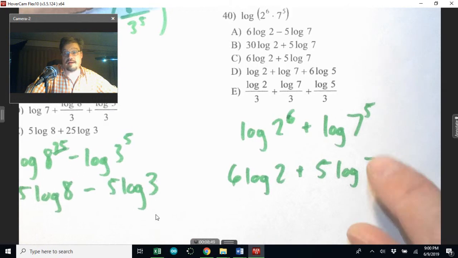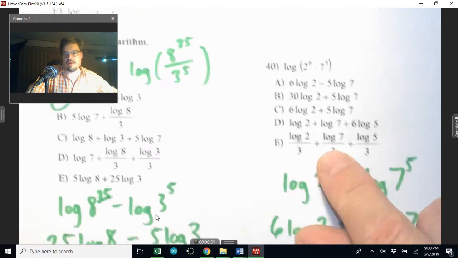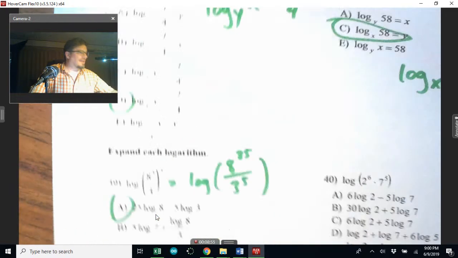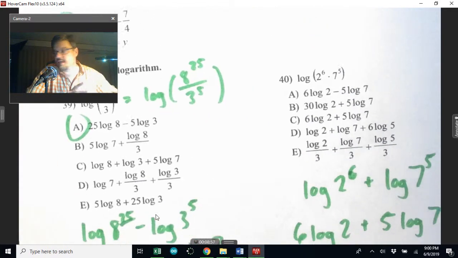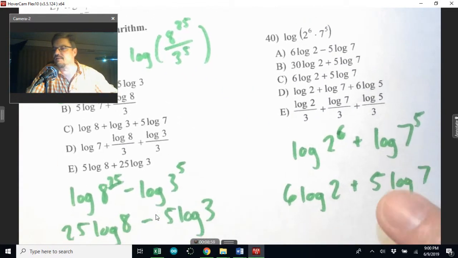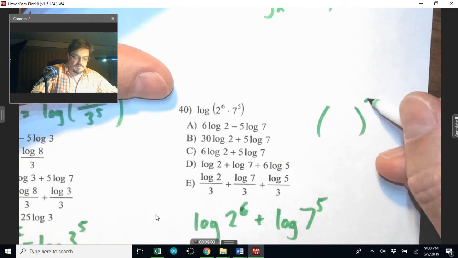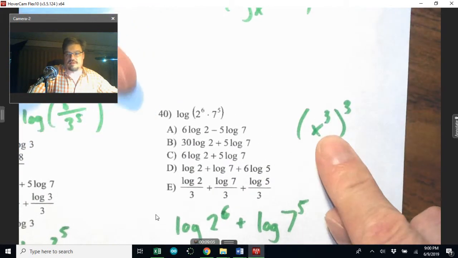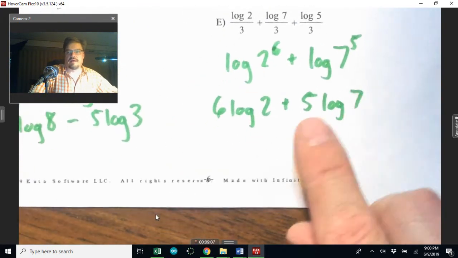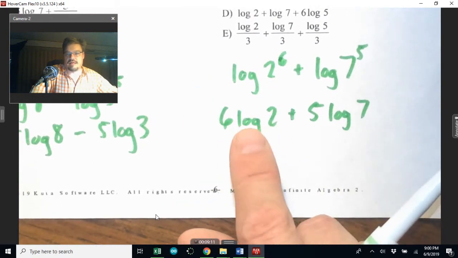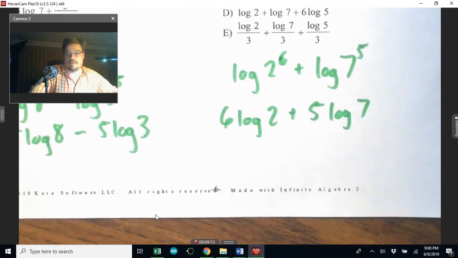And why? Because when you raise a log to a power, it's multiplication. I'd have to dig through the papers to get those exponentials. It's kind of like when you raise something to a power, that's multiplication. So that's why we can take that power and put it to the front, because that's an exponent and that's an exponent.